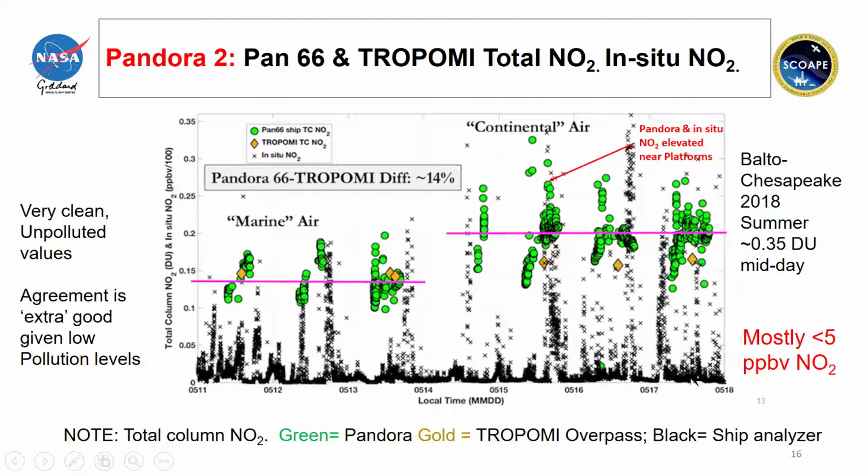The NO2, when I say it's clean on the ship, it was mostly 5 parts per billion because of the scaling. Most of the time it's less than that. At most then it was 10, sometimes 15, 20, very rarely 25 parts per billion.